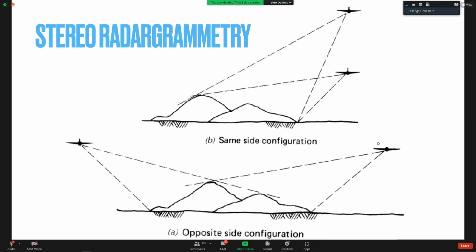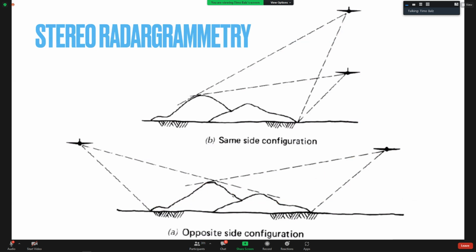And the other one is the opposite side configuration. We look at the same object from opposite sides, right? So the opposite side configuration will give you more accurate results. It's the better geometry. However, it's much more difficult to find similar points in the opposite side configuration, right? There's also, you see, that whole mountainside here, you don't even see from the other side. You couldn't find any point there, right?